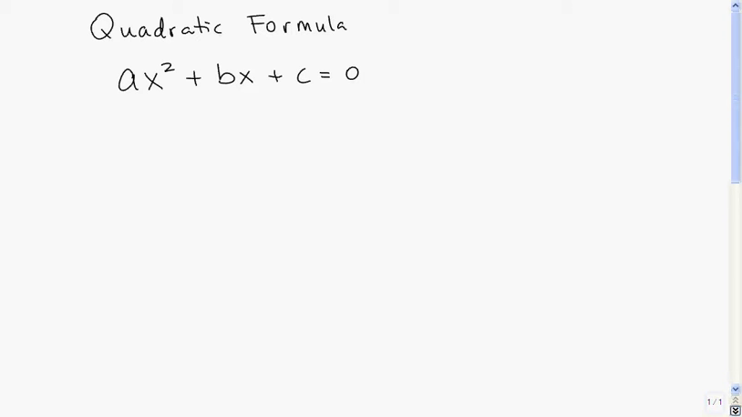And there's two steps we need to do at the beginning. We can do them in either order. This is my first step: I'll subtract c from both sides. And then what I'm going to do is complete the square on the left-hand side.